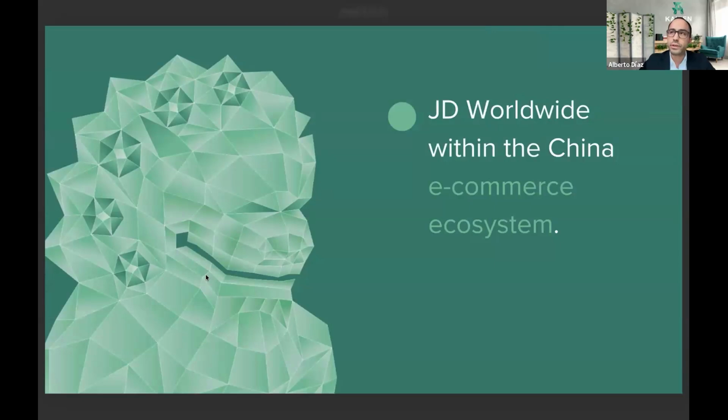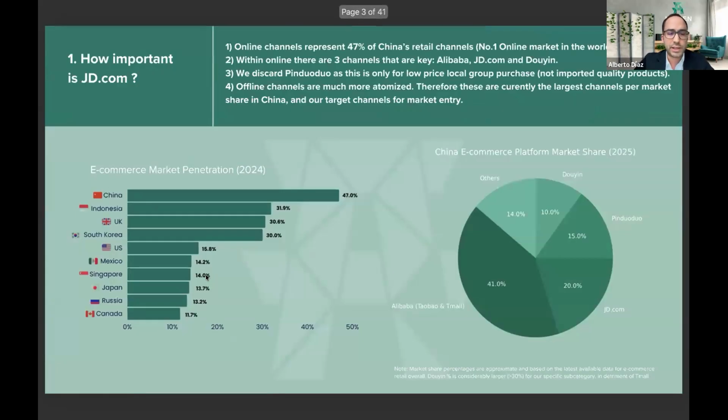The most important thing when we are looking at Jingdong and the Chinese e-commerce ecosystem is to understand Jingdong within China. Where does it sit, how does it compare to the other channels, and why is it important? Why is China e-commerce something that you should pay attention to?